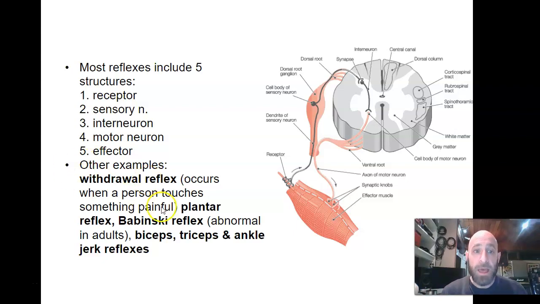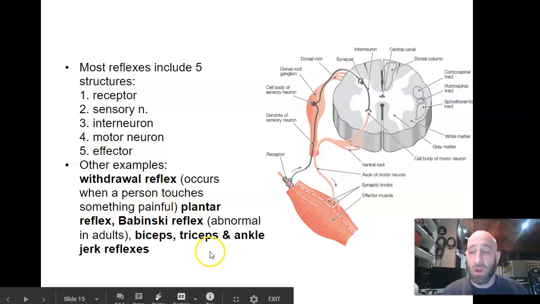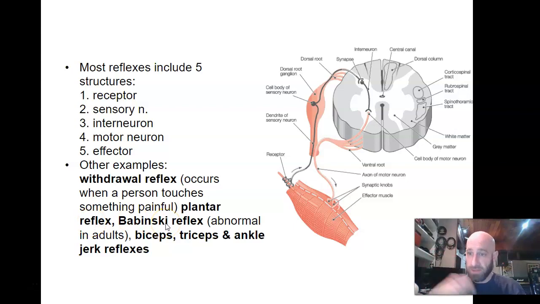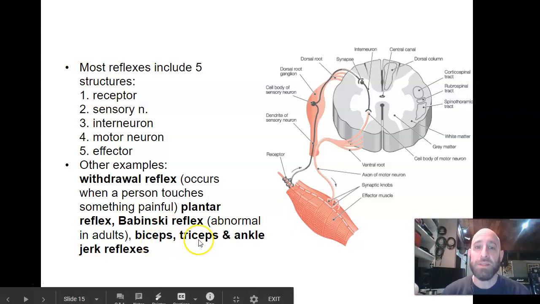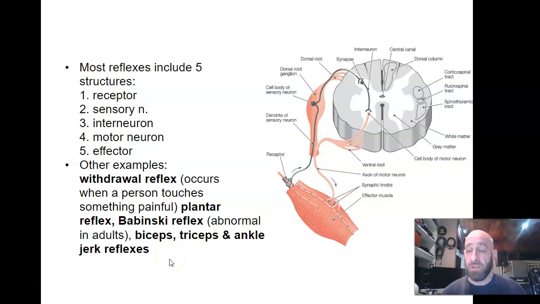There's some other ones that, unfortunately, we would normally be doing a lab where we're getting to try this out. I have reflex hammers, but obviously that can't happen in this environment. But what we have here is we have the plantar reflex, something called the Babinski, which makes your feet curl up when you get tickled on the bottom of your feet, if you ever had that happen before. The biceps, the triceps, and the ankle jerk. These are all similar to the knee reflex. They keep your body upright. They keep your muscles upright.